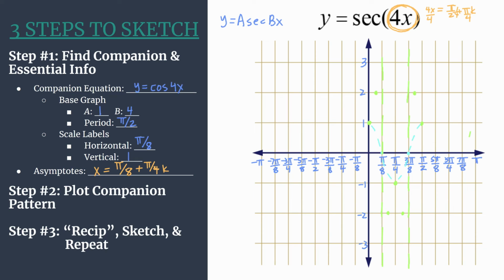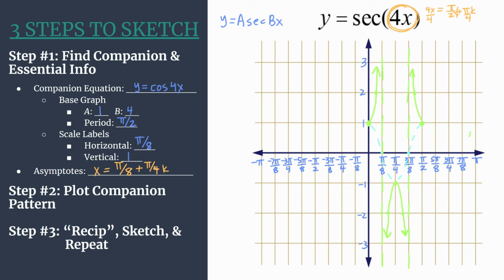We're ready to sketch. So here is what our secant graph looks like. So notice, especially if you're going to be graphing a lot of these secant graphs in the future, notice how the maximums from the companion cosine equation became these local minimums of the secant graph, and how the minimum of the companion became a local or relative maximum. So that's going to happen every single time. All right, now that we have a nice sketch of one cycle of secant 4x, we can repeat the pattern for as many cycles as we want.